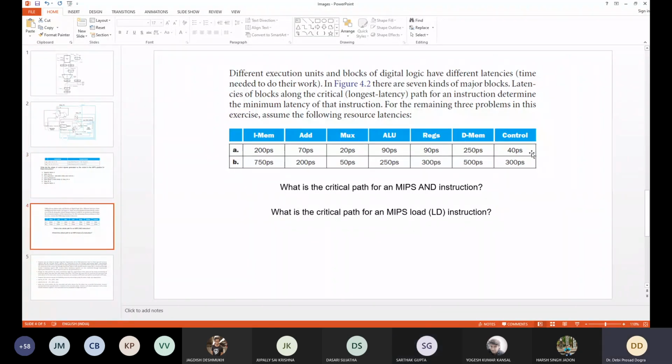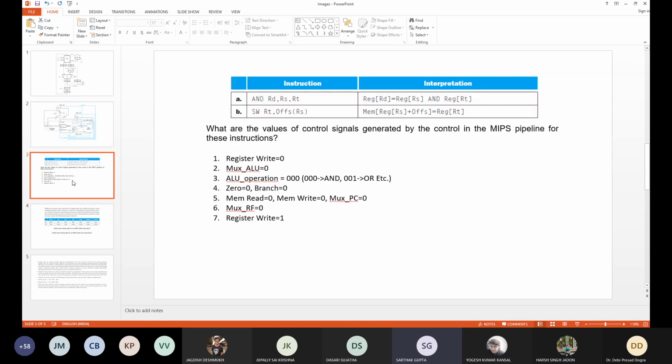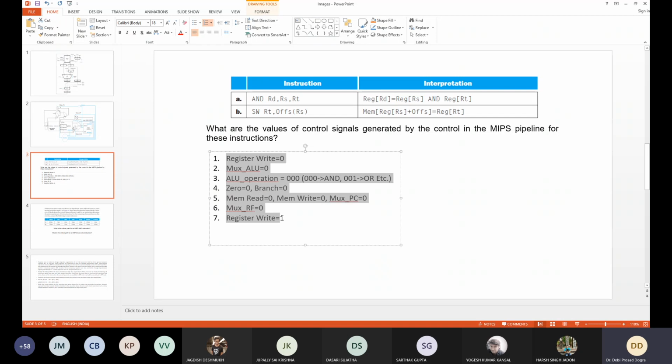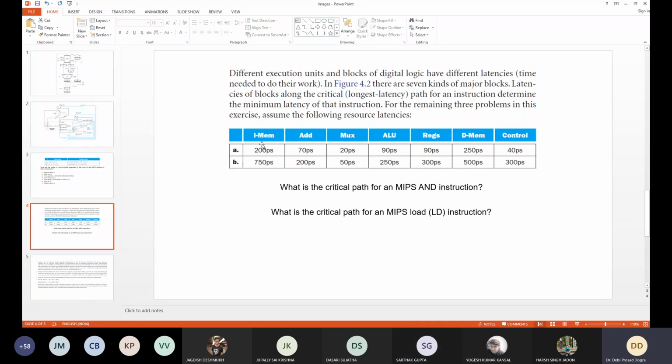Why not? The control signal will be generated. The overall control signal generation takes 40 picoseconds. But because you had written register write twice, once when you give it a 0, you'd have to wait for another time to send 1, right? You cannot simultaneously send 0 and 1. So if you find out the sequence, some of this will be done in parallel. If you look here, IM, add, muxes, ALU, register, DM, and control, some of them will be going on in parallel. So the control signal will be active several times.